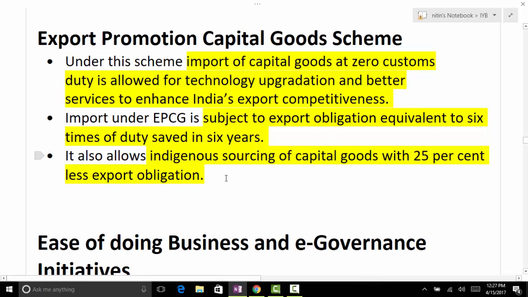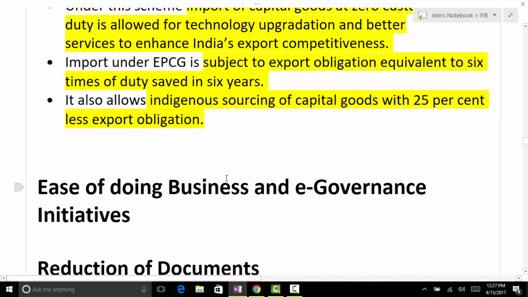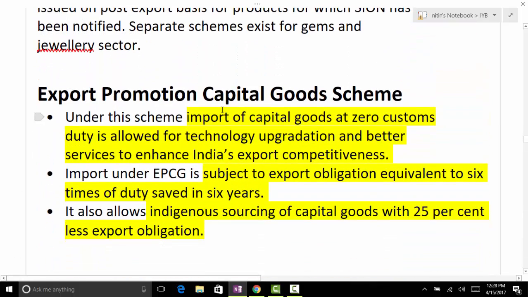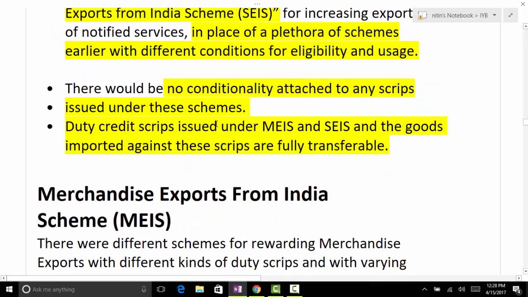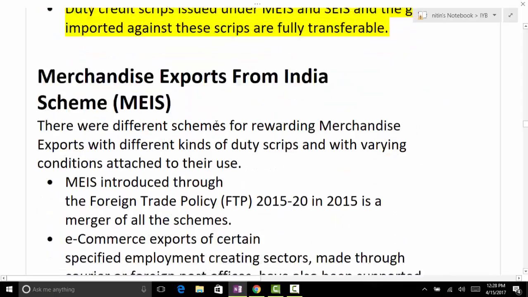Now it also allows indigenous sourcing of capital goods with 25% less export obligation. So the EPCG scheme has a component that incentivizes indigenous sourcing, which gives support to our domestic manufacturing. Is it clear till here? No issues? Just read and go through the schemes again. The major schemes are MEIS and SCIS, these two.